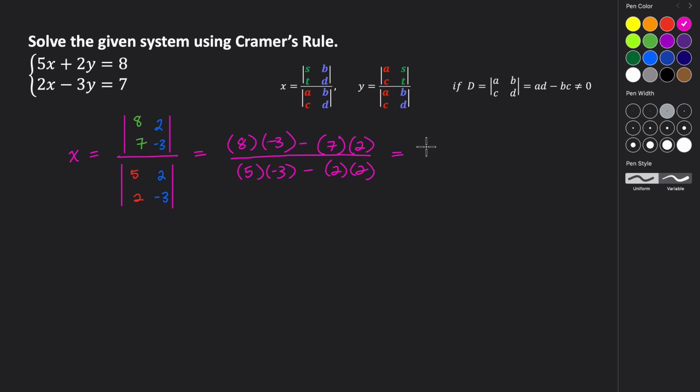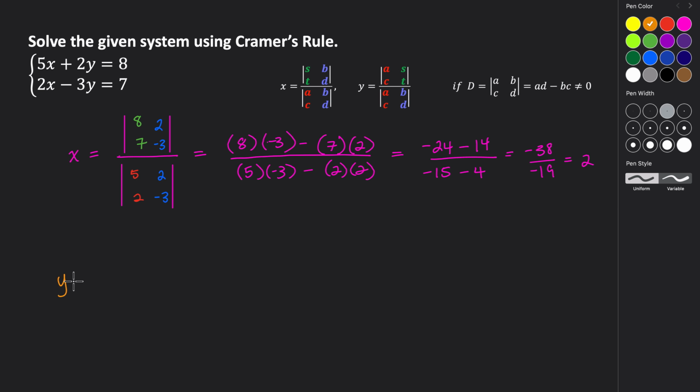So 8 times -3, that's -24 minus 14 divided by, that's -15 minus 4. So what is that? -38. -38 divided by -19, which is equal to 2. So the x coordinate of this solution to the system should be 2. Let's go ahead and find the y coordinate now.